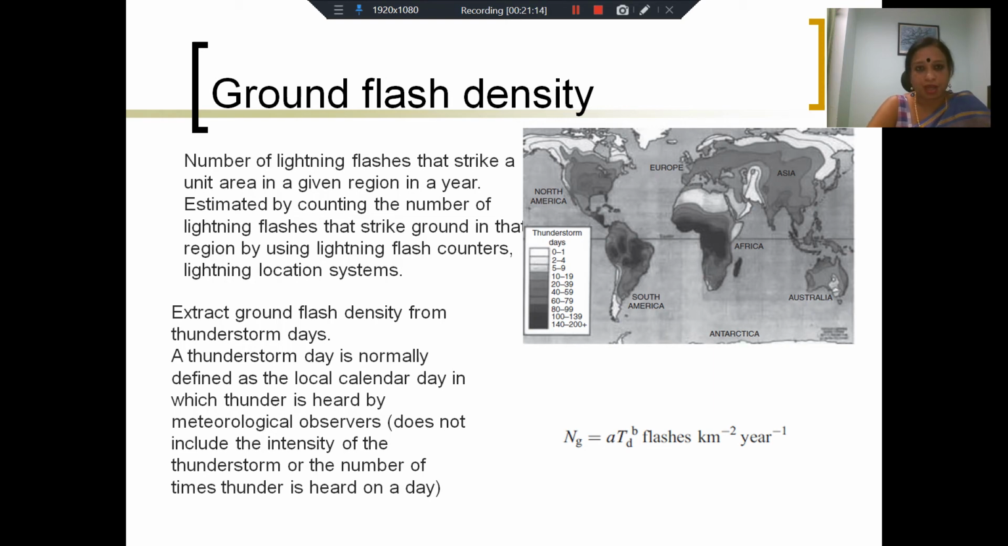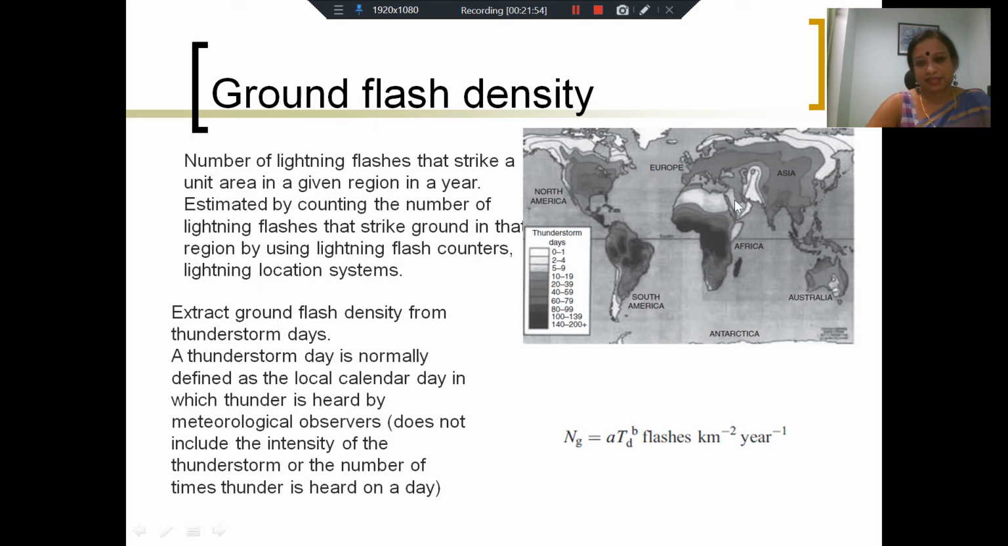the world. So what does the isokeraunic map give us? The isokeraunic map gives us the frequency at which we can expect lightning to occur in a certain geographical region. And so what we will estimate is a quantity called the ground flash density. That is, what is the density of number of lightning flashes that can strike a unit area. So the ground flash density is defined as the number of lightning flashes that strike a unit area in a given region in a year.